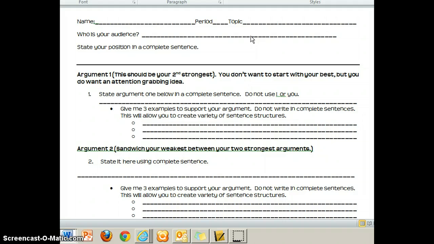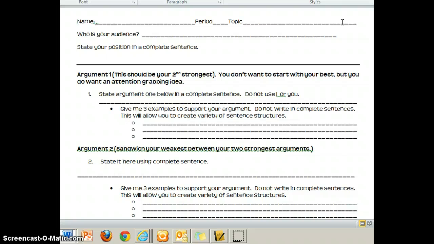Anyhow, so up here, you'll see topic. You will pick one of those topics, and it's a question. So your topic will be in the form of a question. Should students wear uniforms in school? For example, you don't have to use that one.